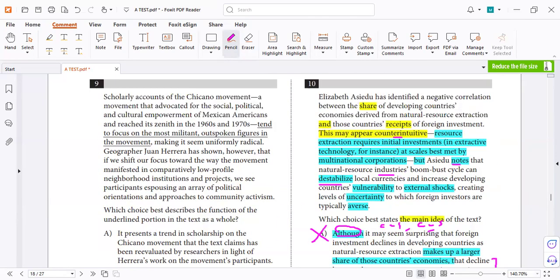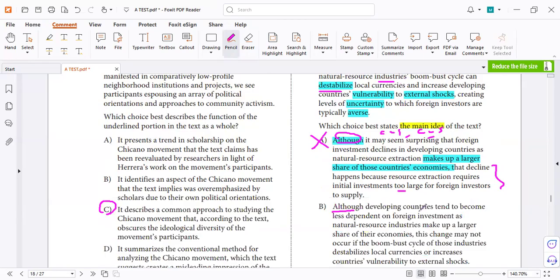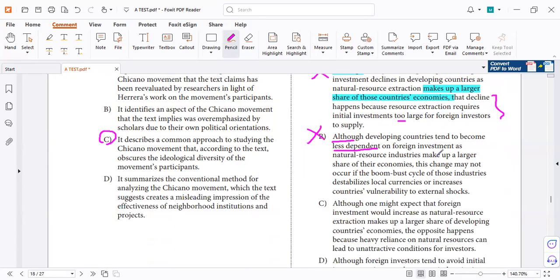Let's try letter B. Although developing countries tend to become less dependent on foreign investments, is that mentioned in the text? No. He mentioned they depend, not less dependent. So it's the opposite, so it's wrong. The first part before the second part is wrong, so delete it. Even though the second part is correct, the first part is wrong. Ah, this is a half-answer trap.